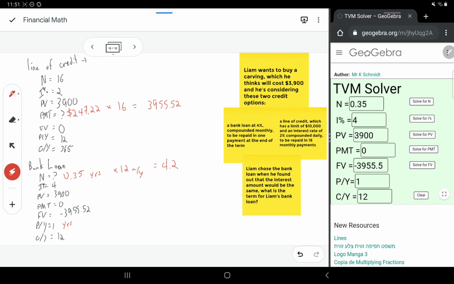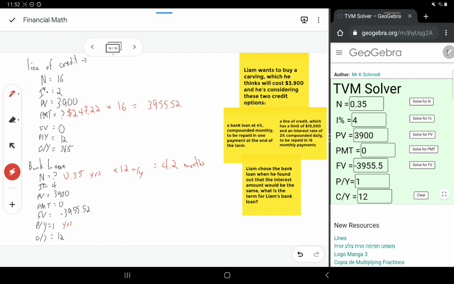So a lot shorter in terms of the time, but the payment is going to be much larger. So you can see why Liam may have chosen this option if they have that money to spend, or will have it in those 4 months. But someone who might not have that money in 4 months might choose this option instead, to just pay the smaller payments over a longer period of time, since you are paying the same amount by the end.